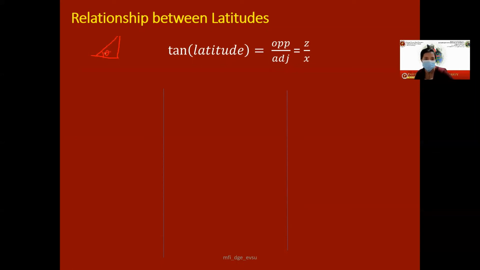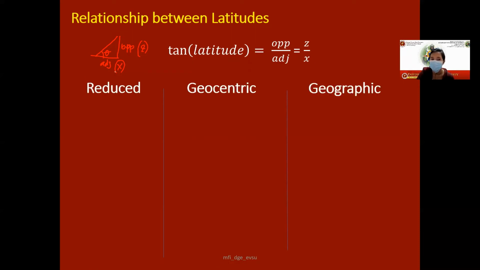if this is theta, right? So this is your opposite, and this is your adjacent. So in creating the triangle, this is equivalent to z, and this is equivalent to your x, in our drawing earlier. And then we have three latitudes: reduced, geocentric and geographic. So let's start with the reduced. Since our z in the reduced is equivalent to b sine beta, right? I showed it earlier, b sine beta.